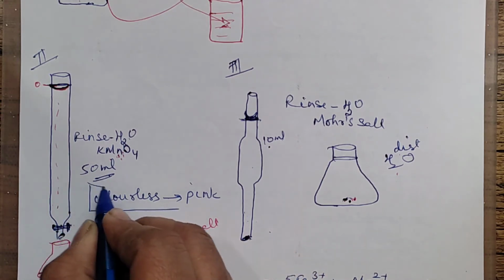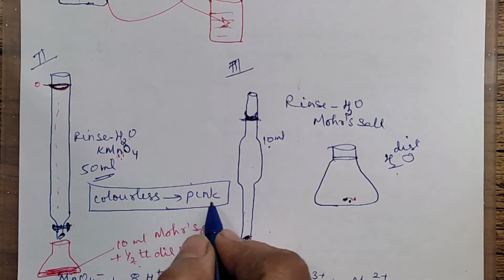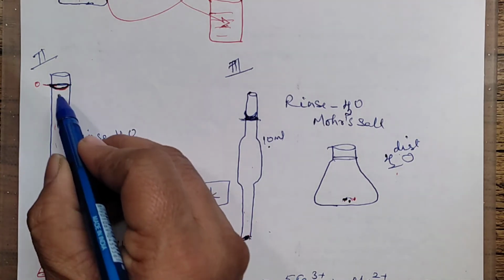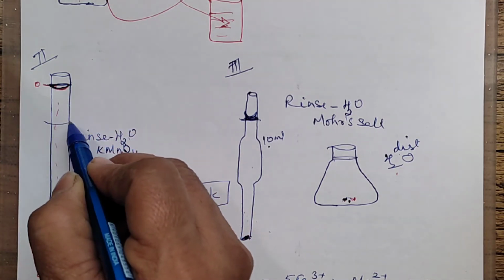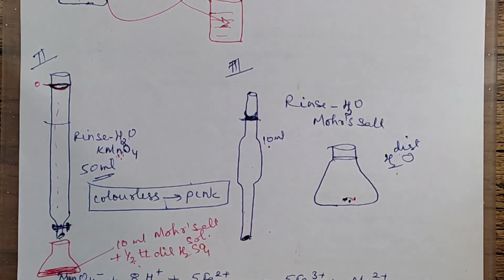At the end point, you will have this color change: from colorless, it will become pale pink. Once you have pink, stop. Stop the titration. You can note down the reading from here, from 0, how much it has gone. How much KMnO4 has been used to convert this colorless to pale pink. Note down this reading. And then you can remove this conical flask.